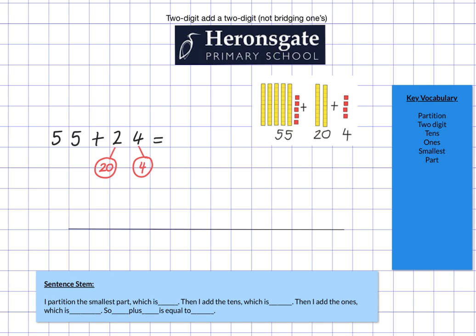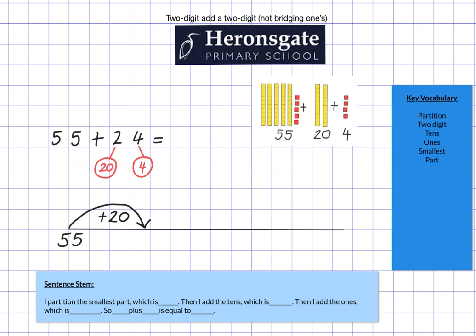So I will start here on 55 because that's my largest part and I'm going to add the smallest part to work out what the whole is. So 55 plus 20, and I'm going forwards on my number line because I'm adding. So I'm adding the 20 in one chunk. This is why it's really important that children can count in tens from any number so that they can do this easily in their heads.